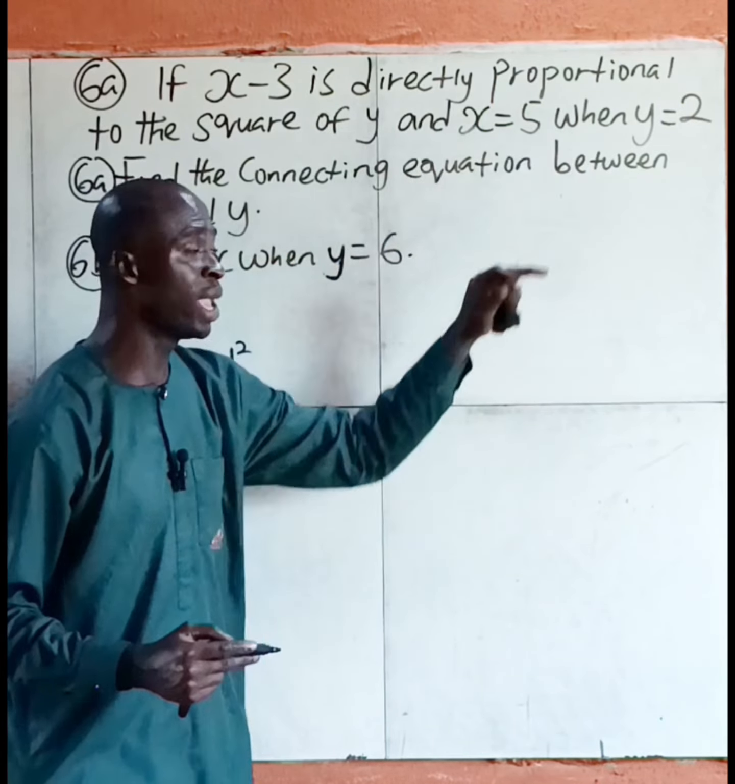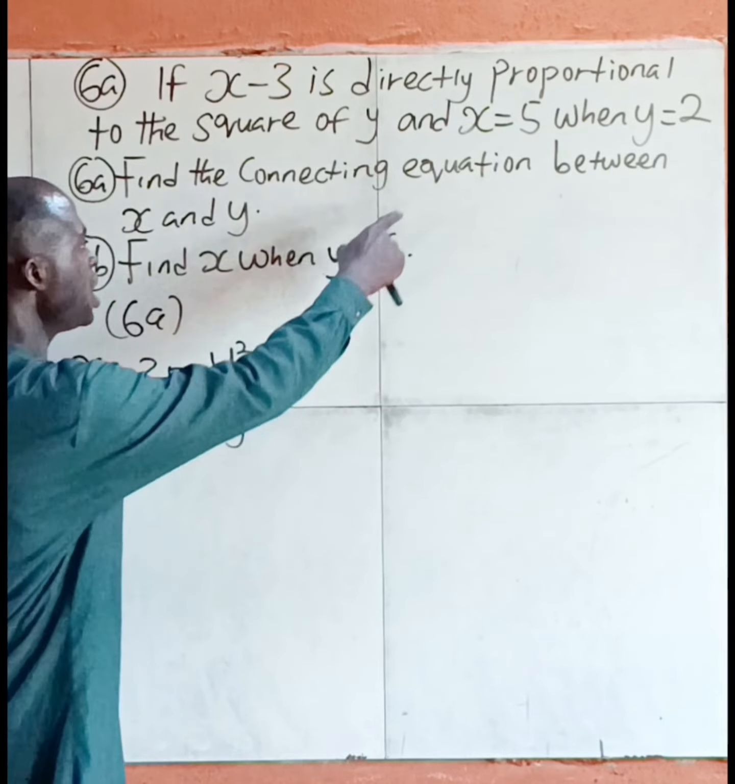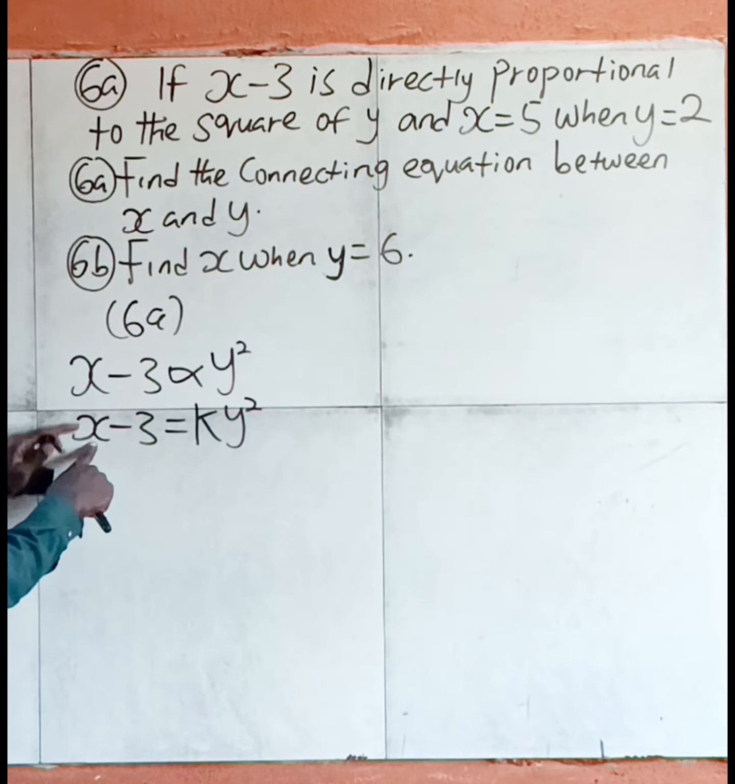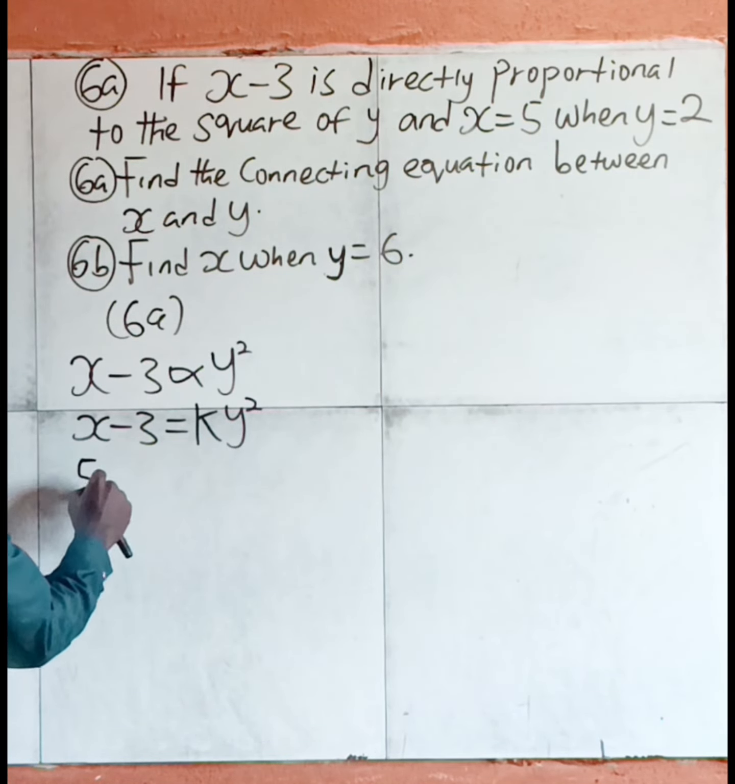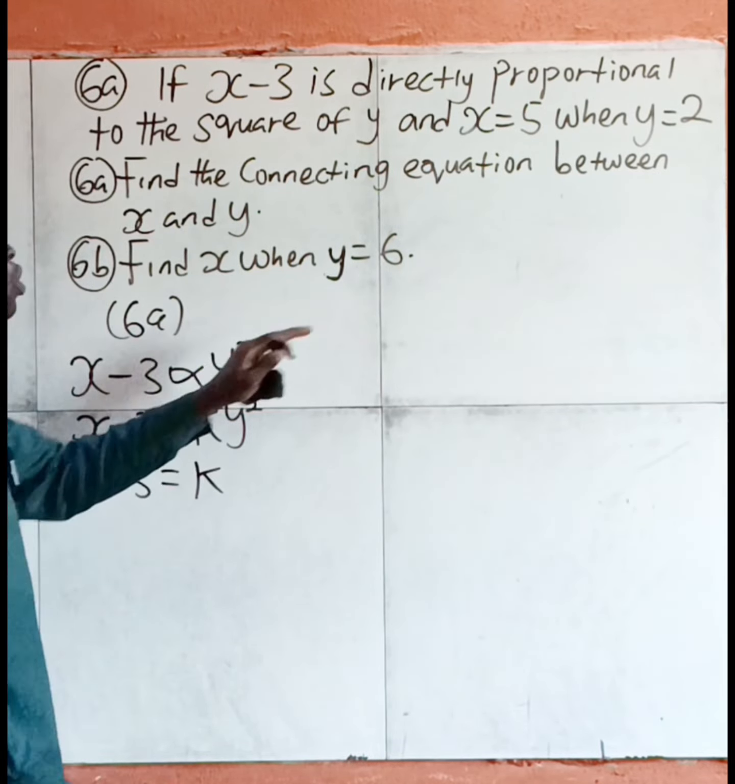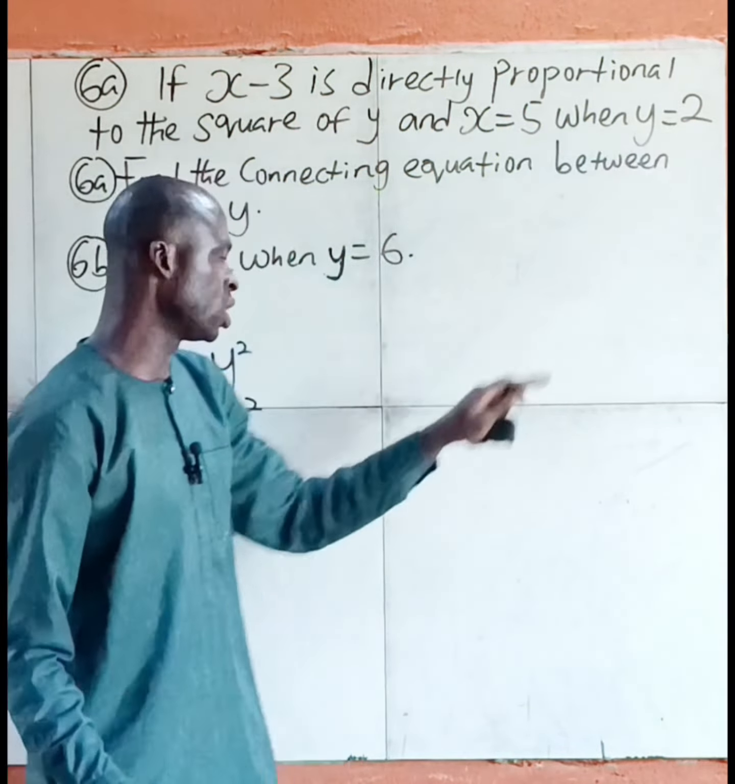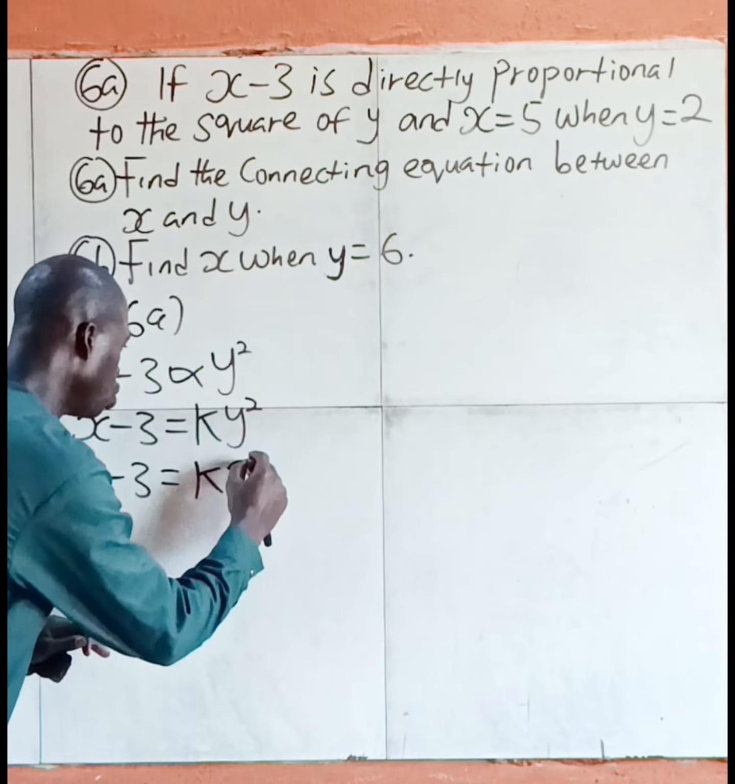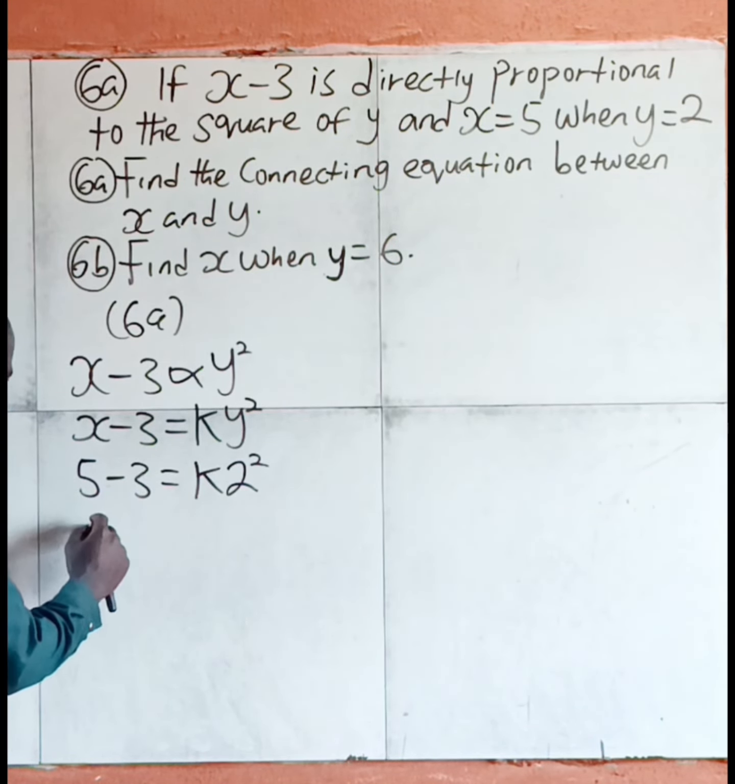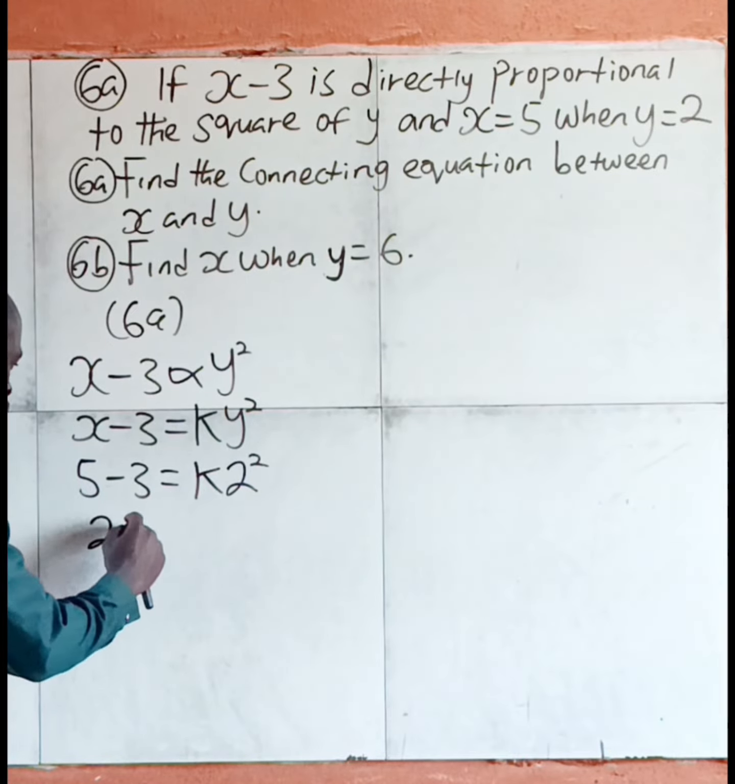So therefore, the next thing you're simply going to do is keep reading: k times the square of y, and s equals 5 when y equals 2. So anywhere you see s, you are simply going to put 5. So what is the value of s? 5. So I'm going to put 5 here, minus 3 equal to k. Anywhere I see y, what am I simply going to do? I'm going to place a 2 there. So it becomes 2 squared.